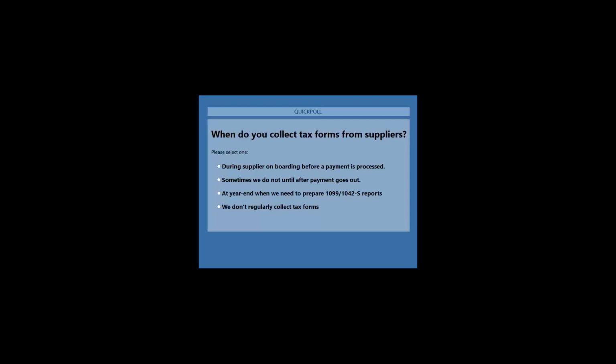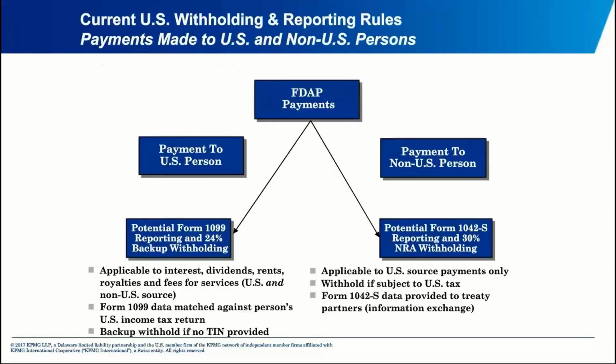Okay, now I'll just head right into an overview of the 1441 regime. Section 1441 is Chapter 3 of the Internal Revenue Code, and it's when you're making FDAP, fixed, determinable, annual, or periodical payments, and we'll get into what that means in just a moment, to non-U.S. persons. So if you look at this slide, we've got 2 different payment streams of these FDAP payments.